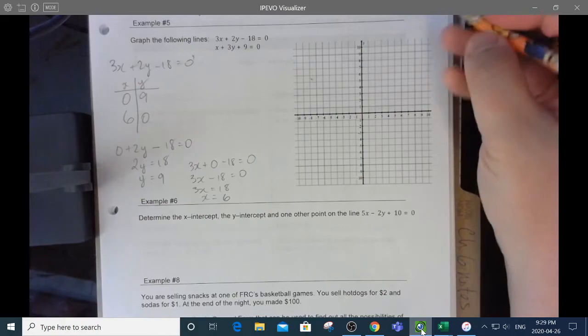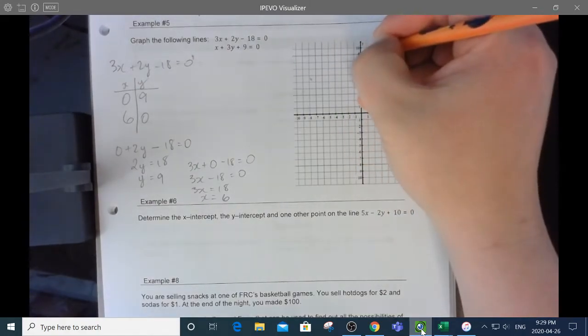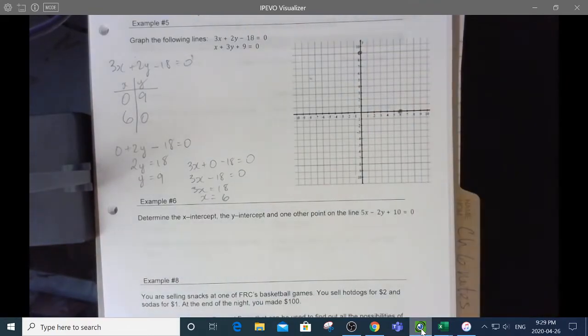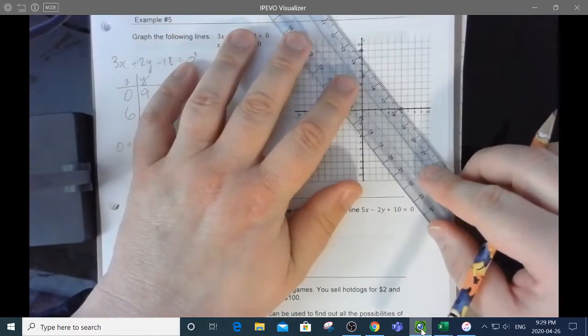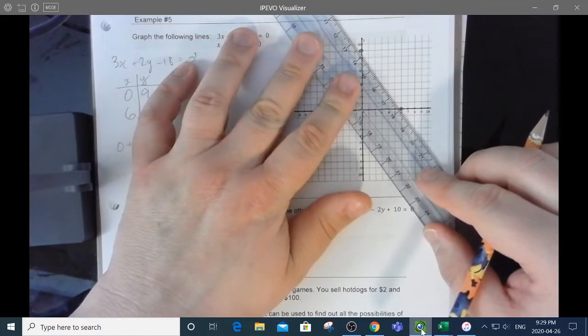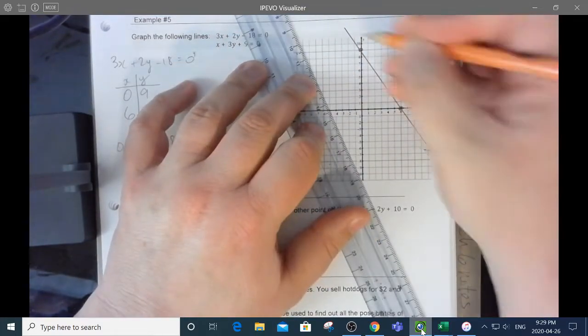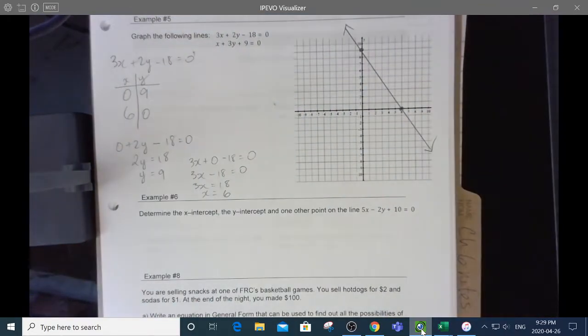So graph the 2 points: 0 over, 9 up, and 6 over, 0 up. Take a ruler, connect the dots. And there we have it.